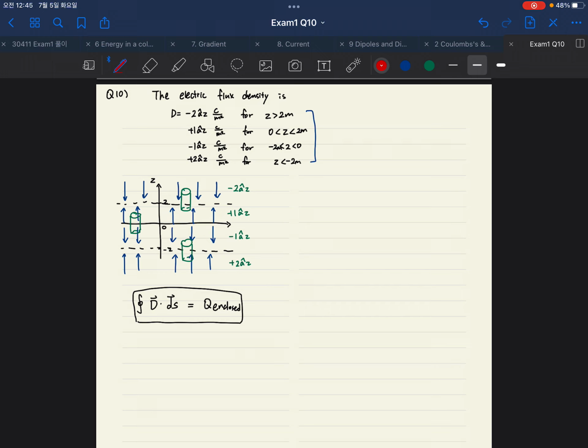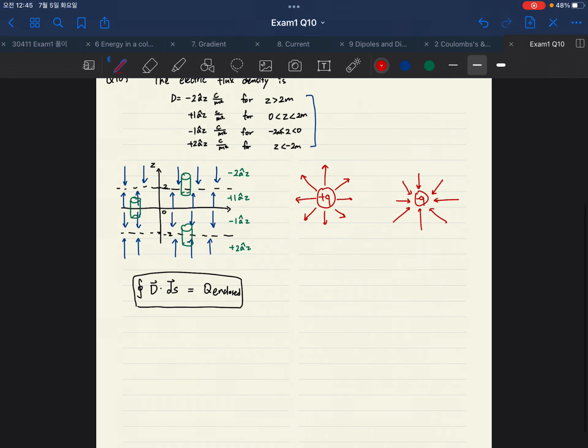To show it visually, if this is a positive Q, it is emanating the flux like that. If it's a negative Q, it's terminating the flux like that. So we can apply this, and actually we can solve this problem very easily.